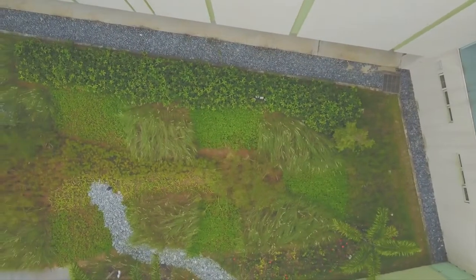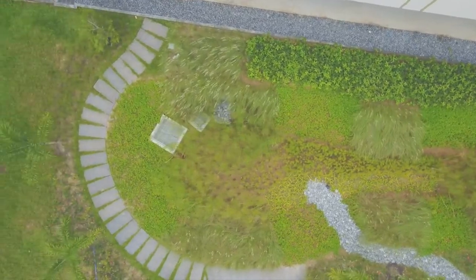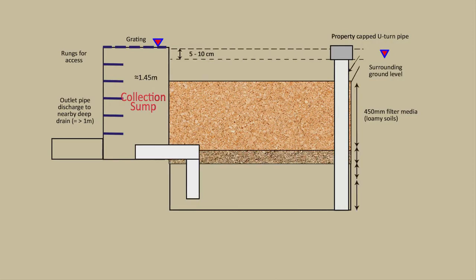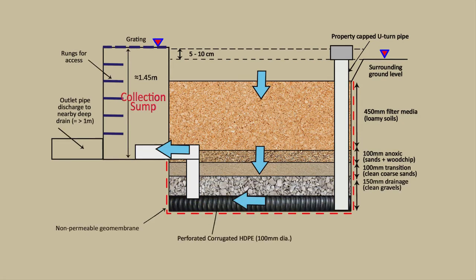In the example of the NIE rain garden that we see here, there's a special 100 mm deep anoxic layer just below the upper loamy soil filter media. This anoxic layer is created through a mix of mineral substrate and wood chips. As the wood chips decay, the layer becomes reduced or oxygen deficient, and this enhances the process of denitrification.